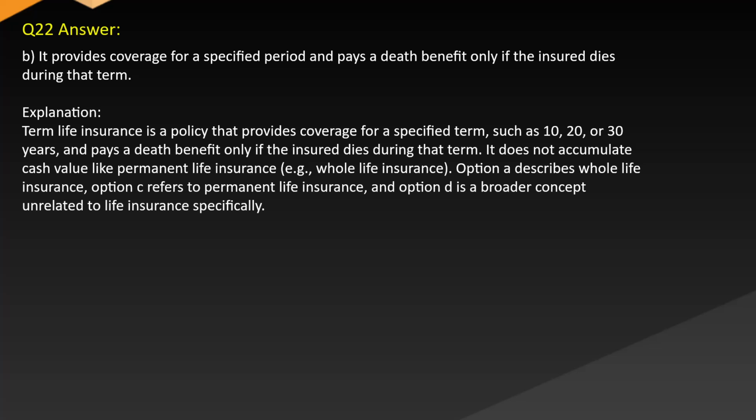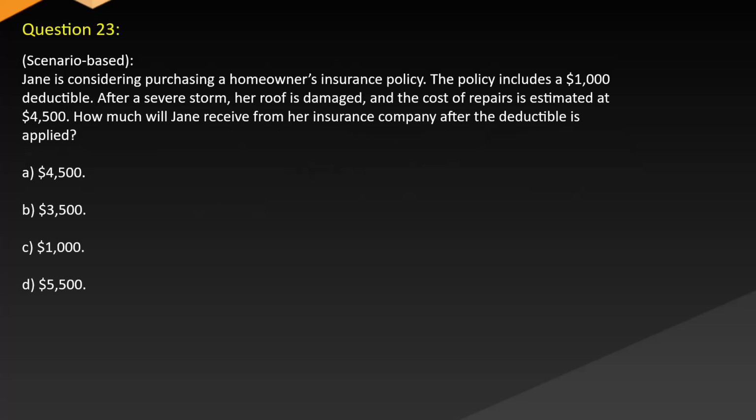Answer: B. It provides coverage for a specified period and pays a death benefit only if the insured dies during that term. Explanation: term life insurance is a policy that provides coverage for a specified term such as 10, 20, or 30 years and pays a death benefit only if the insured dies during that term. It does not accumulate cash value like permanent life insurance, e.g. whole life insurance. Option A describes whole life insurance. Option C refers to permanent life insurance, and option D is a broader concept unrelated to life insurance specifically.